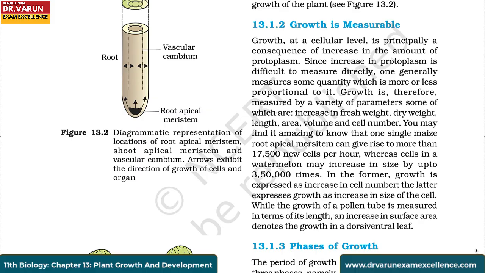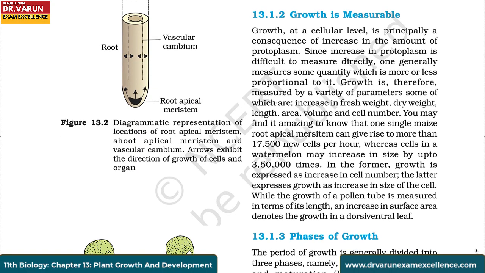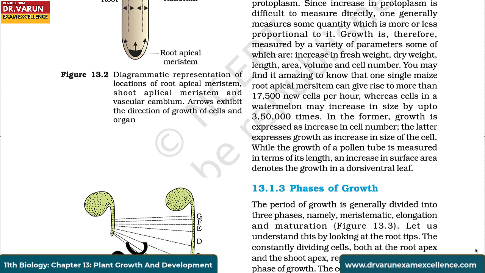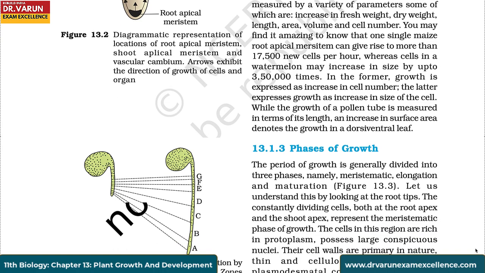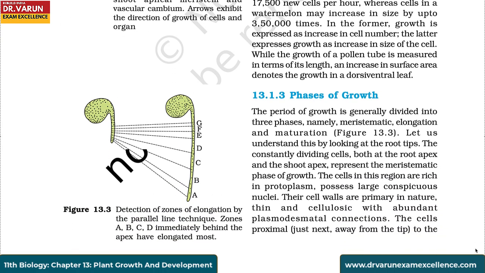You may find it amazing to know that one single maize root apical meristem can give rise to more than 17,500 new cells per hour, whereas cells in a watermelon may increase in size by up to 350,000 times. In the former, growth is expressed as increase in cell number; the latter expresses growth as increase in size of the cell. While the growth of a pollen tube is measured in terms of its length, an increase in the surface area denotes the growth of a dorsiventral leaf.